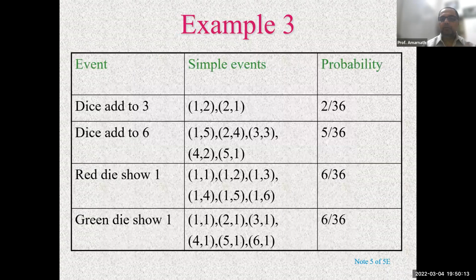Dice which add to 3: simple events 1 and 2, 2 and 1. So that is 2/36. Dice add to 6: 5/36. Red die which shows 1: 6/36. Green die which shows 1: 6/36. Why 36? Because the maximum number is 6 only. So 6 into 6, 6 sixes are 36. This is how you put the chances and understand events, what probability we assign to them.